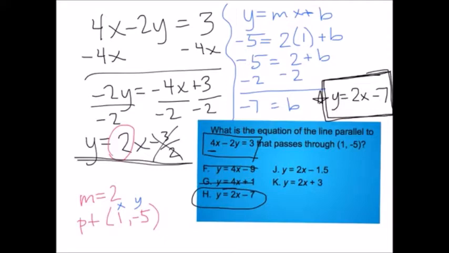And out of the last 3 options, we needed to find our b value. So although these problems are a little bit more complex, remember, parallel lines have the same slope, and then you can use your slope and the point that you're given in order to find b.